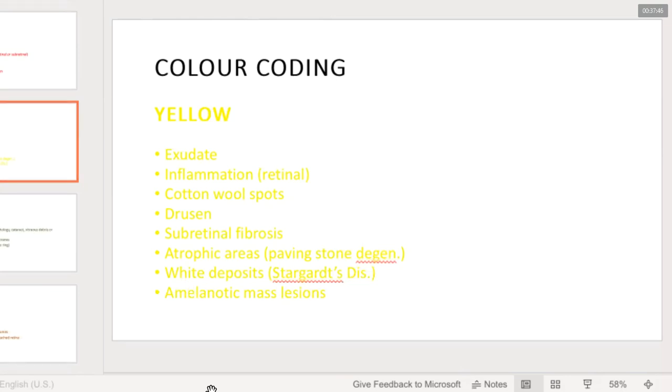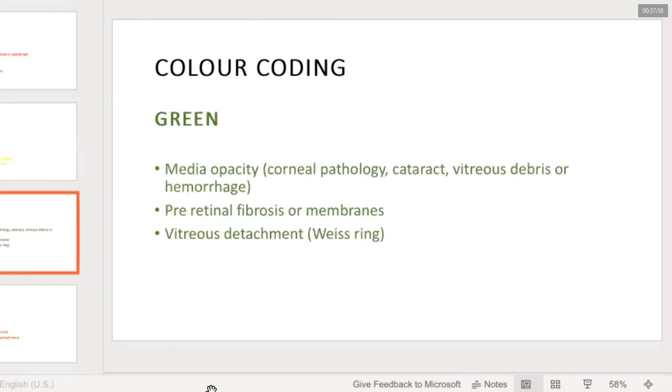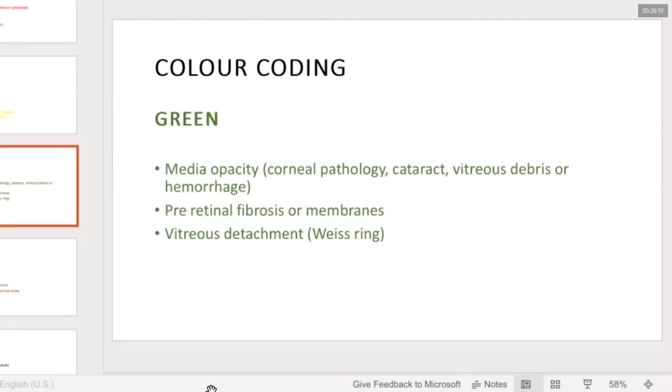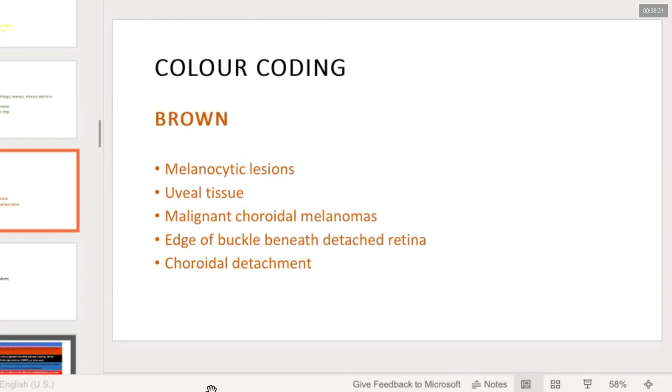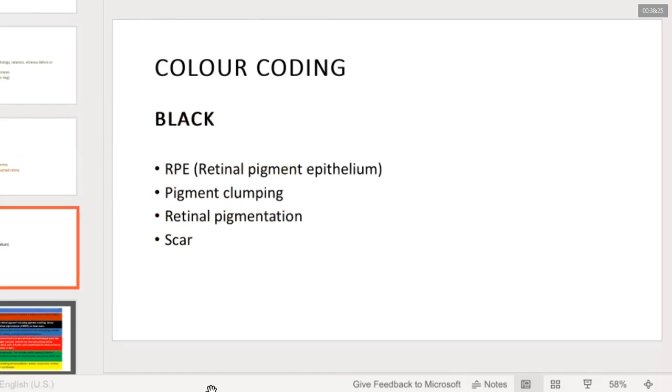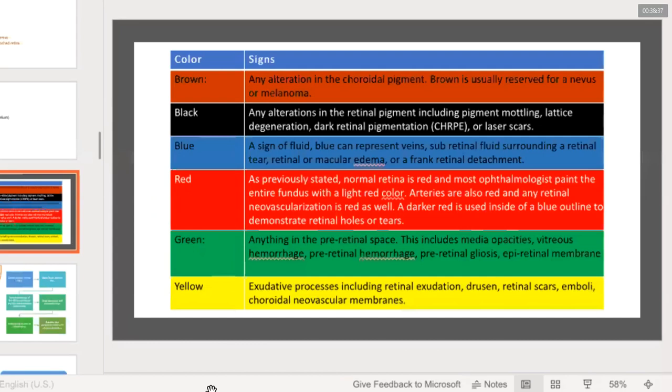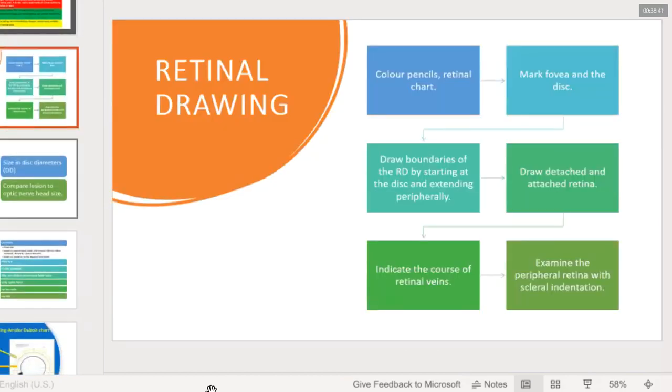Okay, yellow is actually for exudate, if there is any inflammation, for cotton wool spots, drusen, subretinal fibrosis, atrophic areas, or amelanotic mass lesion, or if there are any white deposits on the retina. As for the green, if there is any media opacity, especially cataract, any vitreous debris or hemorrhages, or any pre-retinal fibrosis or membrane, and also the Weiss ring or the PVD, posterior vitreous detachment. And then for brown, usually the uveal tissue, if you can see on the retina a melanotic lesion, and then the choroidal detachment. As for the black, if there is any scar, retinal pigmentation, especially retinitis pigmentosa, pigment clumping, or the RPE. Okay.